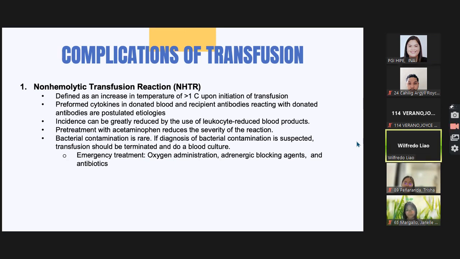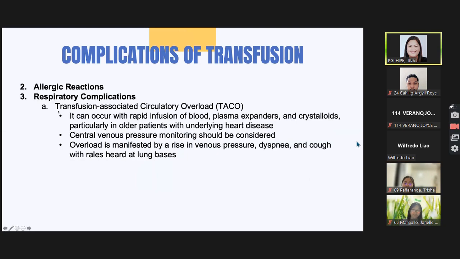Okay. And then we have allergic reactions and respiratory complications. We have the term here, transfusion-associated circulatory overload or TACO. It can occur with rapid infusion of blood, plasma expanders, and crystalloids, particularly in older patients with underlying heart disease. So there is a need for us to monitor the central venous pressure. Overload is manifested by a rise in venous pressure, dyspnea, and cough, with crackles heard at the lung bases. That's why in a patient who is transfused with blood, there is a need for continuous monitoring.